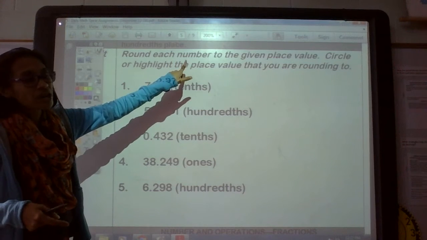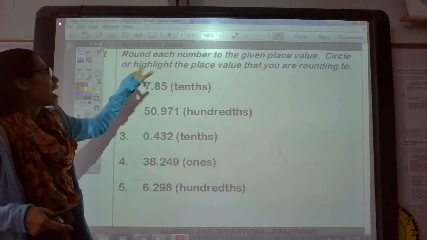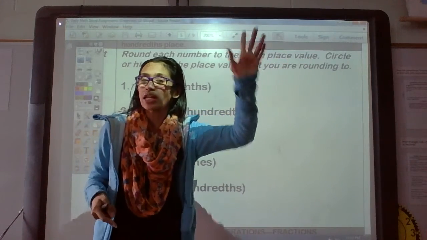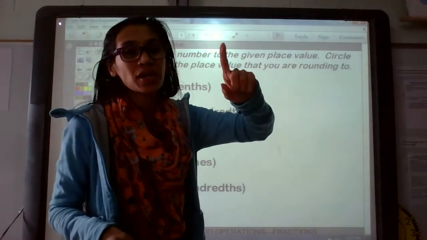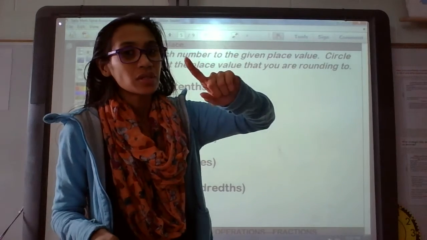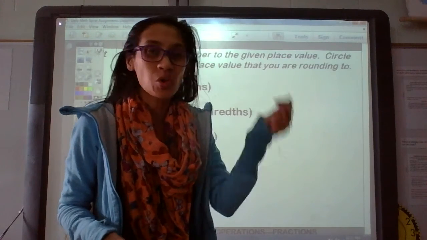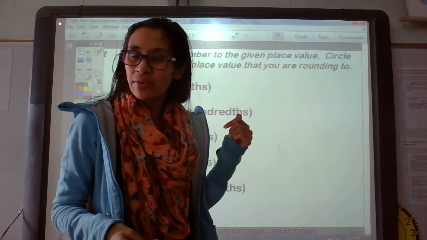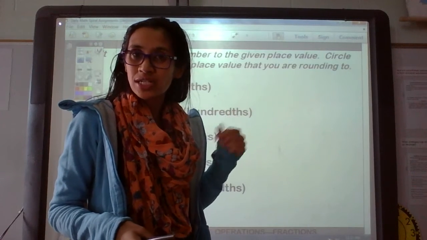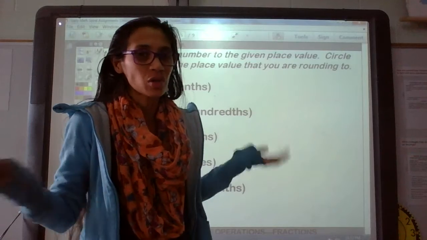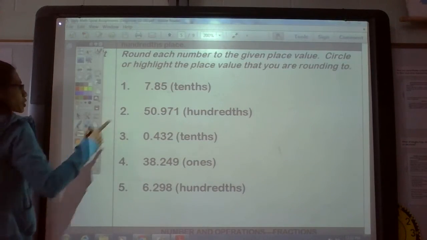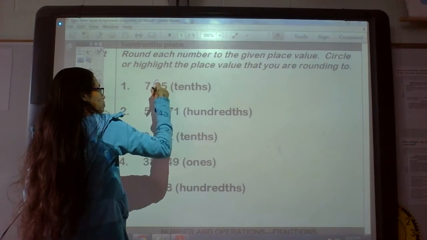Now, in the directions, I said you can either highlight that place value, or you can circle it. Raise your hand if you have a highlighter and you want to highlight it. Raise your hand if you are just going to circle the digit. Yesterday, I highlighted the digits. Today, I am going to circle it. Either way is fine, whichever way you choose. So the tenths place is that 8.